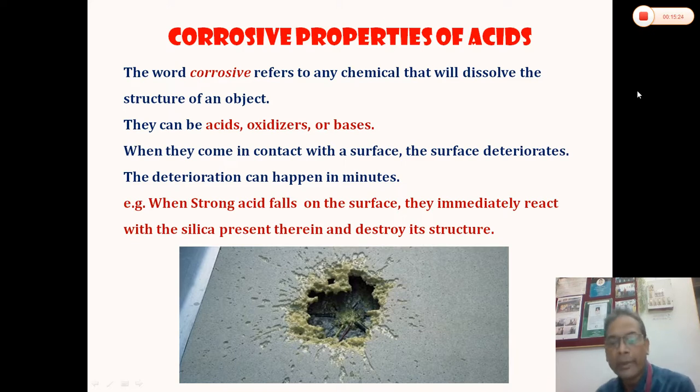Now we will move on. This is all about the introduction of acids and bases. I have introduced you to some acids, strong and weak acids, as well as strong and weak bases. Now we will move towards corrosive properties of acids. The word corrosive refers to any chemical that will dissolve the structure of an object. The object may be a non-living thing or a living thing.